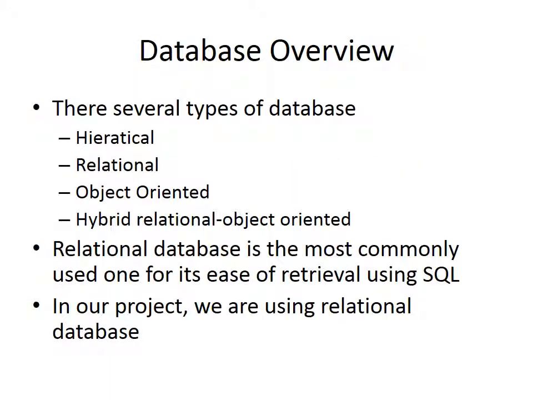So there are several types of database that are out there, and one of the most commonly used ones are the hierarchical type of database, relational, and object-oriented, which was introduced recently. And there is also a hybrid relational object-oriented database type. But the most commonly used ones are actually the relational database.